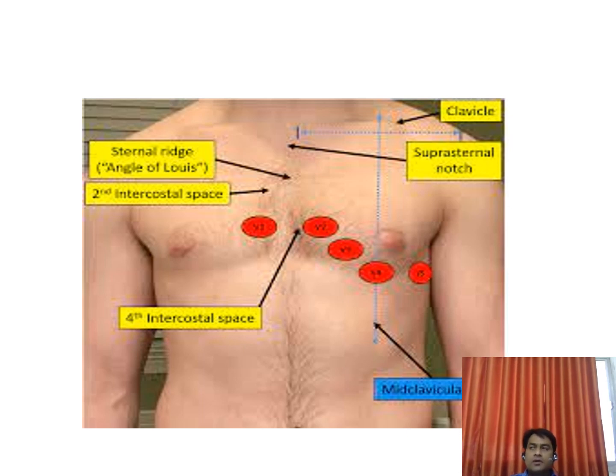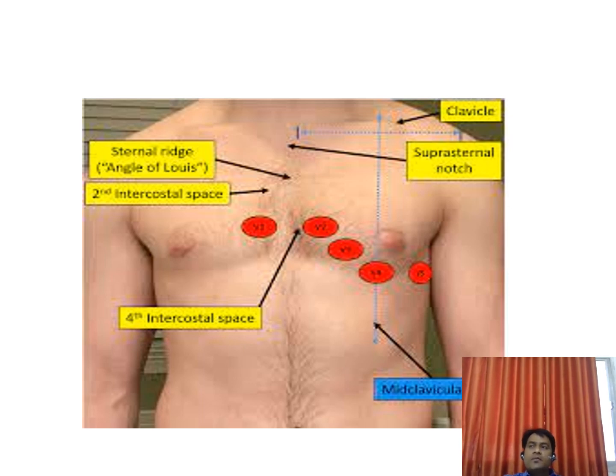Now, these are the limb leads. Then you have the unipolar leads. In unipolar leads, the active electrode is placed on one limb, and the rest of the three electrodes are connected through a high voltage resistance, that is a 5000 ohm resistance, and connected to the negative terminal of the ECG machine, and the potential of that electrode is the zero potential.